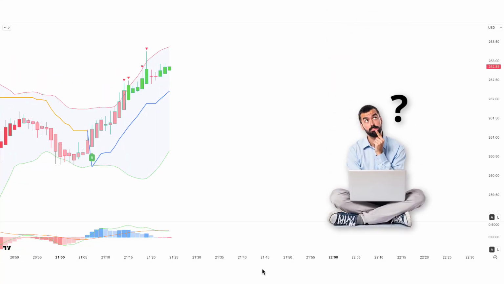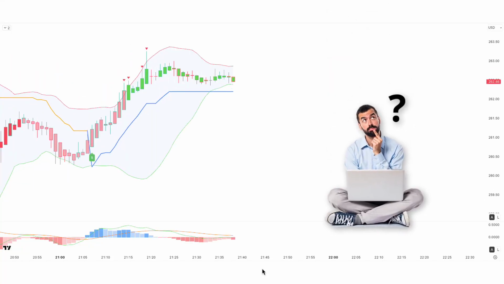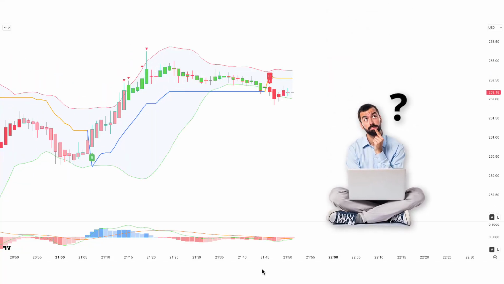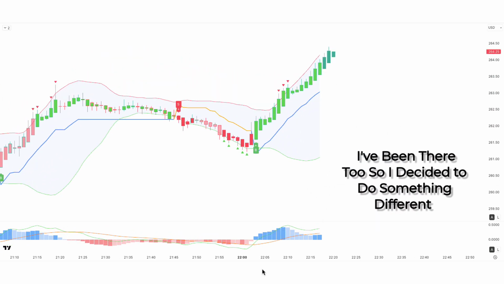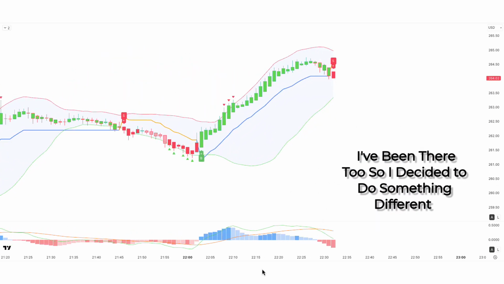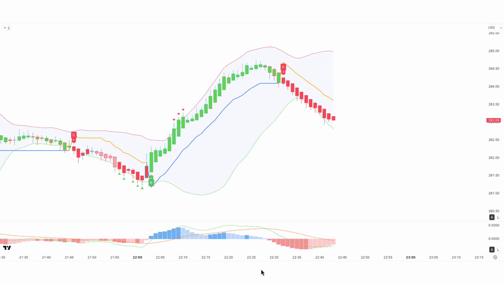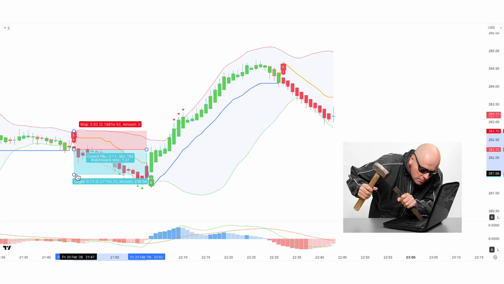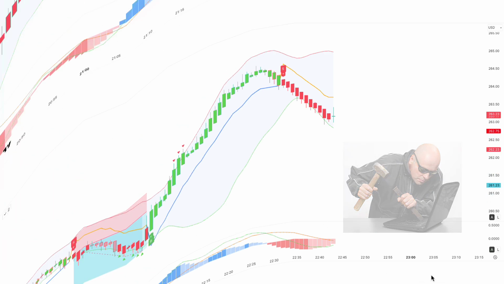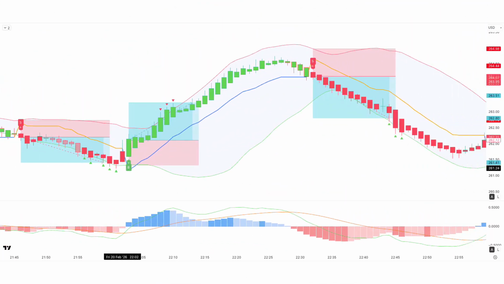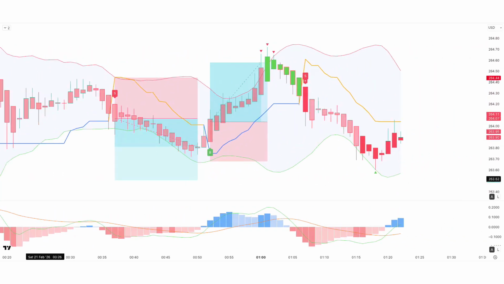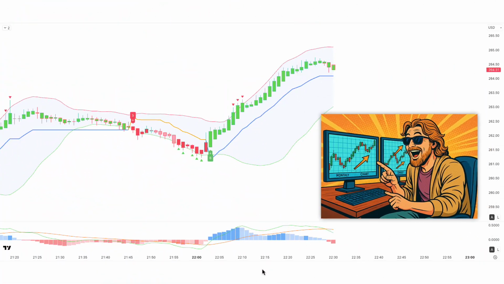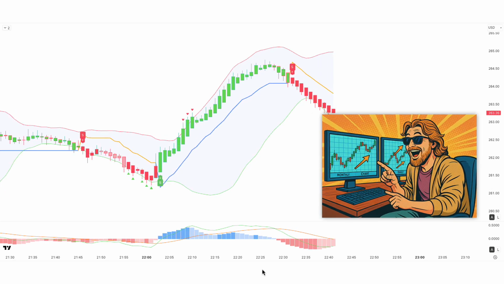Have you ever noticed that most indicators promise amazing results, but when the market actually moves, they suddenly stop working? I've been there too. So I decided to do something different. I started testing trend indicators on TradingView across multiple charts, time frames, and market conditions. Most of them looked good at first, but once volatility hit, the signals became messy and unreliable. That's when I came across a new trend indicator that caught my attention.